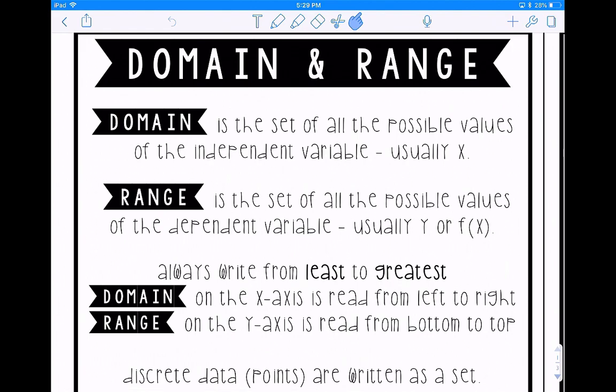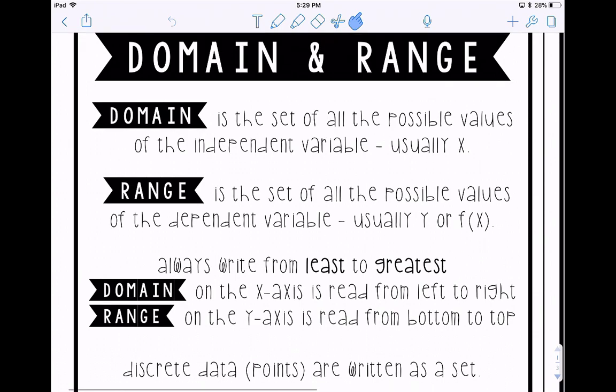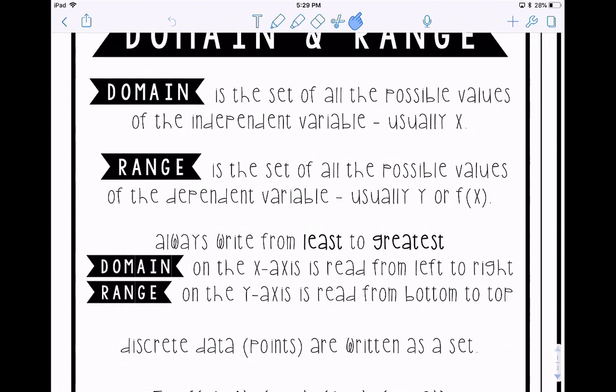If we have variables that are different from x and y, then it's whatever is in place of x. The range is going to be the set of all the possible values of the dependent variable, which is usually y, or f of x. So remember the other day we talked about that y and f of x. Those are the same thing. They're essentially interchangeable.